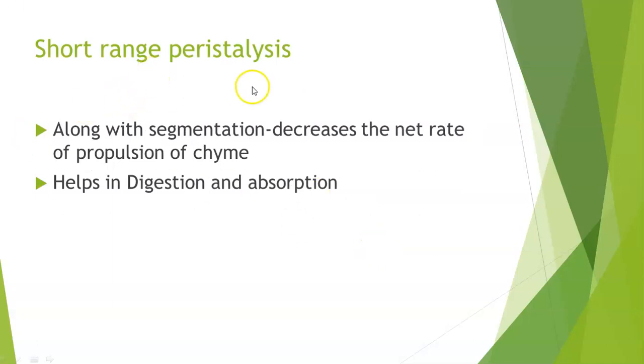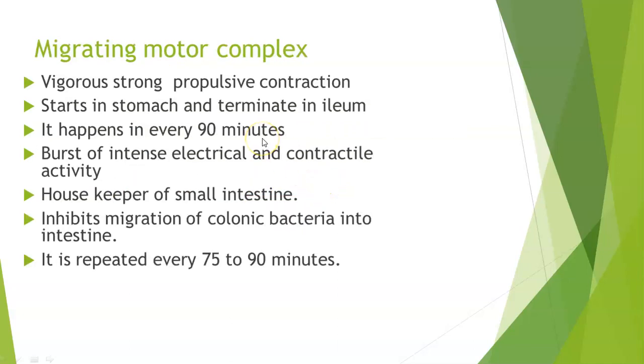And next we come to the short range peristalsis. The peristalsis occurs only at a short range. So it helps in the forward movement of the bolus. This short range peristalsis along with the segmentation, these two movements help in decreasing the net rate of propulsion of chyme. Okay, so this decrease in the net propulsion of chyme helps the thorough mixing and the complete digestion and complete absorption to take place in the intestine. So this peristalsis and segmentation cause the complete digestion and complete absorption of the nutrients in the small intestine.